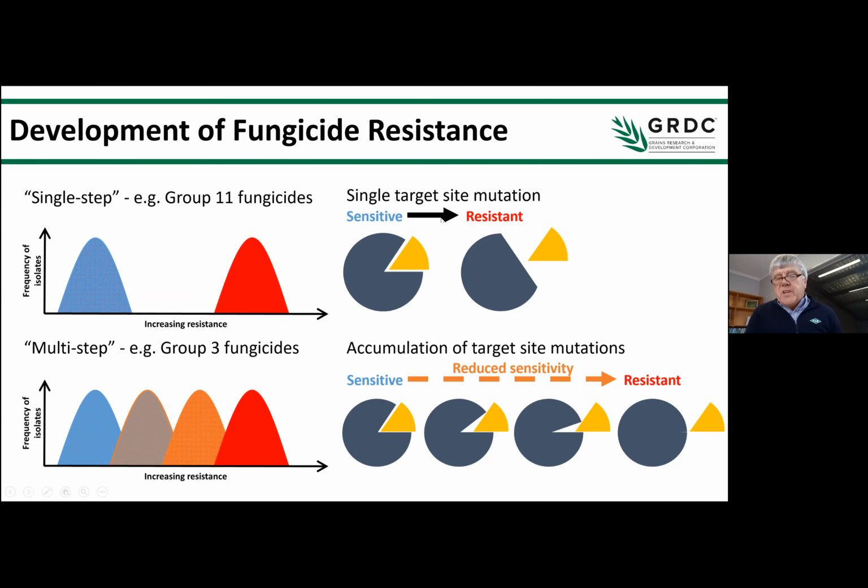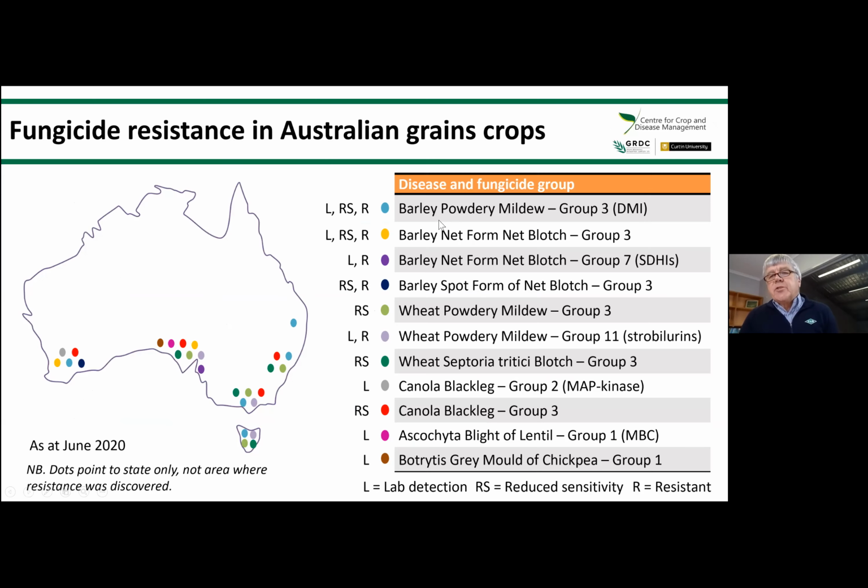What does our rogues gallery look like in terms of where we're finding resistance and to what groups? Now, I emphasize that the spots on this map don't represent the exact spot it's been found. It's more a reference to the state that it's been found. I'm going to concentrate on the cereals, in particular Septoria tritici today.